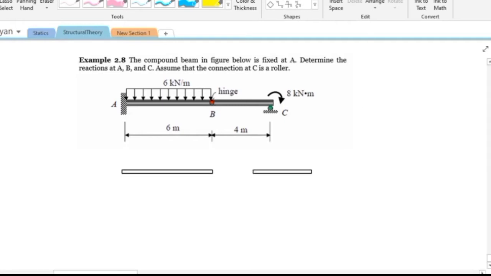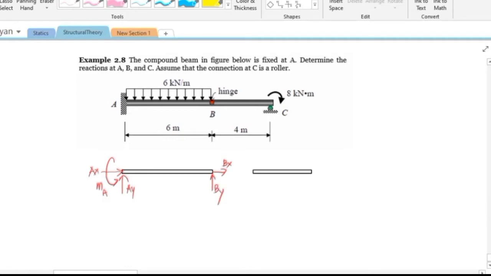Ayan. So, makikita natin dito that point A is fixed support, so meaning we have three reactions. That is the AX, the AY, and the moment at point A. At B, since this is an internal hinge, so we have here the BX and the BY.